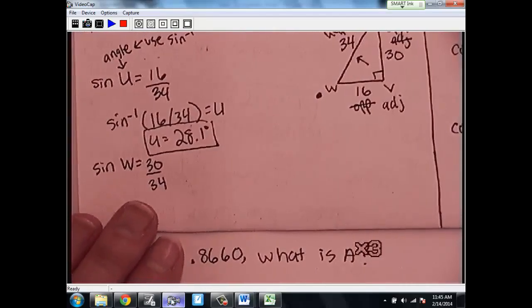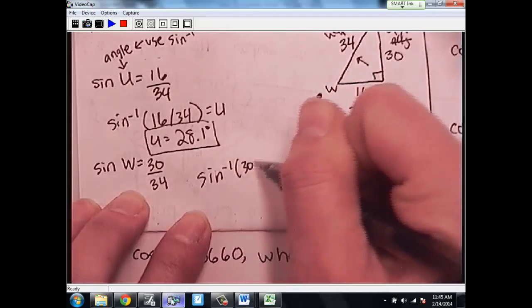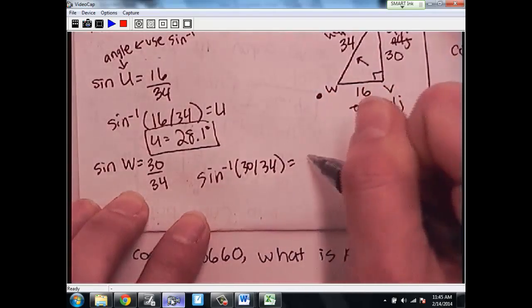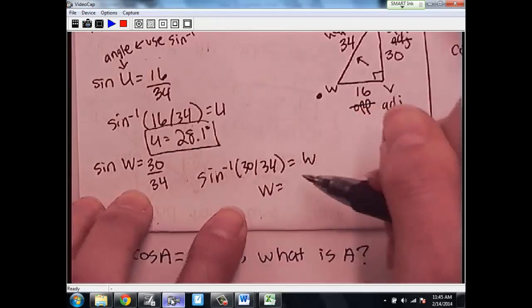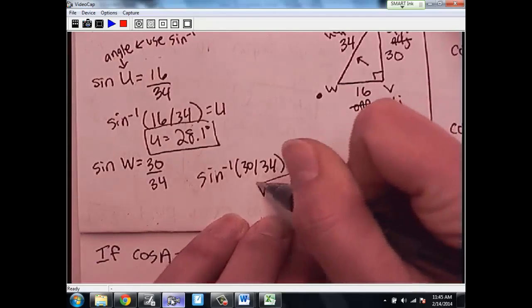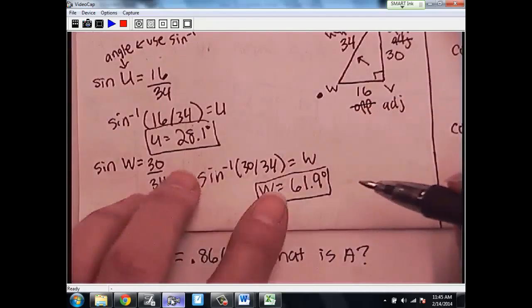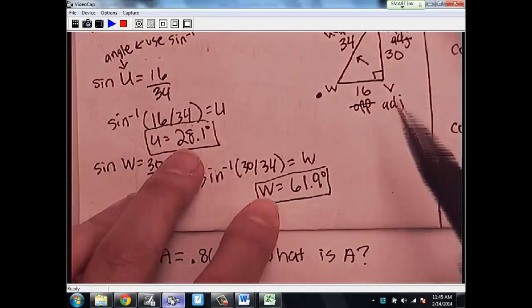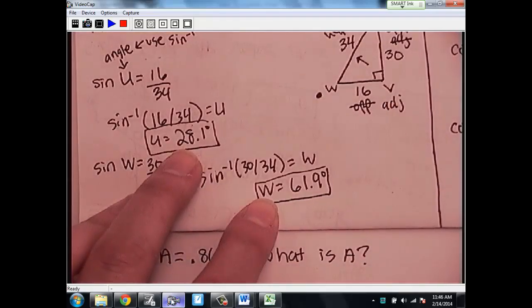To find angle W, to find the angle inside the triangle, we use inverse. Sine inverse of 30 divided by 34 gives us W. So W is 61.9 degrees. You know how I know that's right? So if those two add to 90 plus the 90 degree angle here, they add up to 180, right?